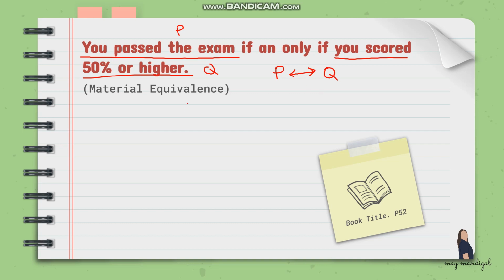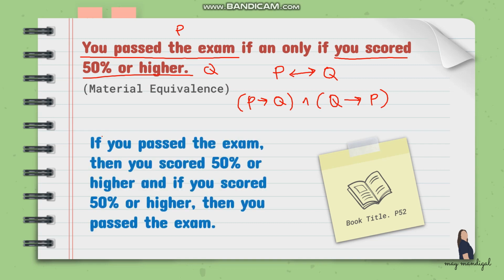Since we have to write the equivalent statement of this using material equivalence, we have to write two implications and connect them using conjunction AND. So we should have: if P then Q, and if Q then P. So this is what we should have later on. To write the statement, if you pass the exam, so that is P, then you scored 50% or higher. That is our Q. So, if P then Q.